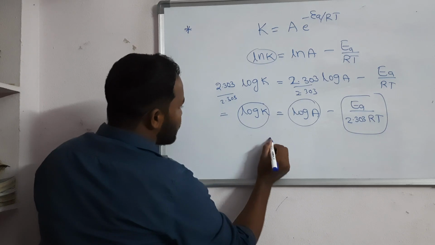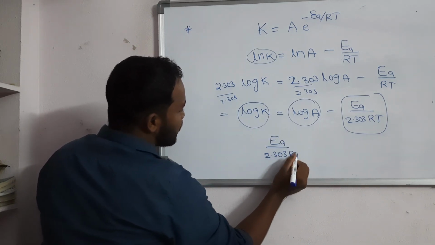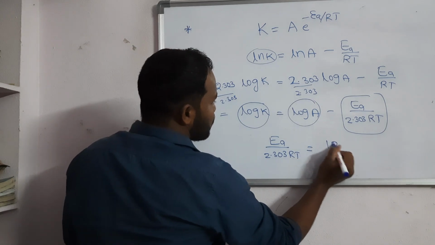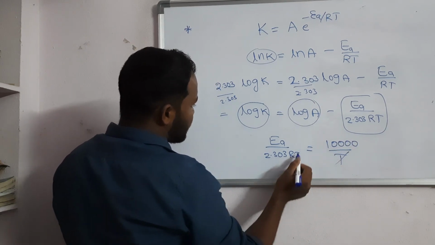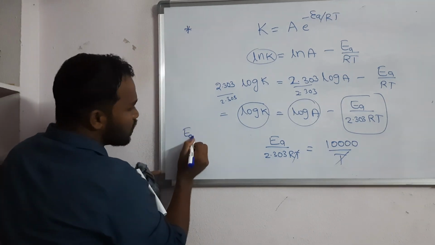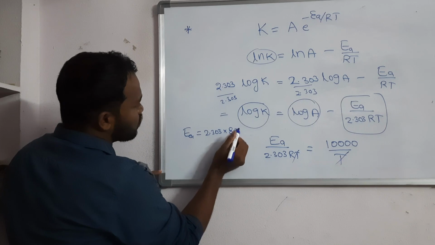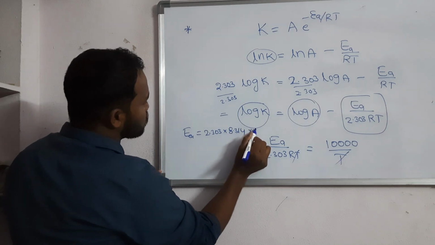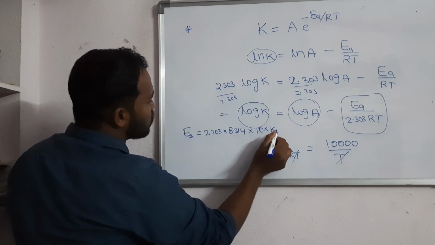So the given Ea by 2.303 RT is equal to what they gave, 10,000 by T, right? Here T gets cancelled. Ea is equal to 2.303 into R, which is 8.314 joules, into 10,000, which I am writing as 10 into 10 cube. So 10 cube is nothing but kilo, so you can write kilojoules.